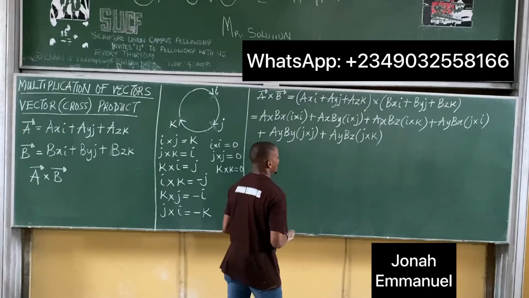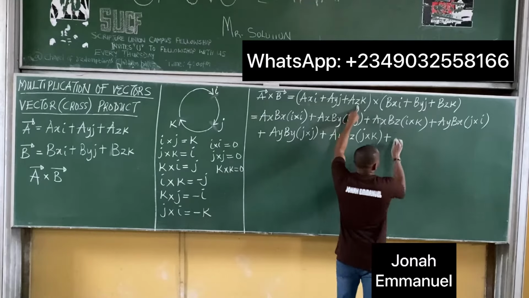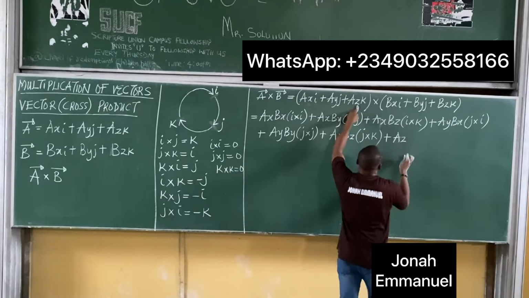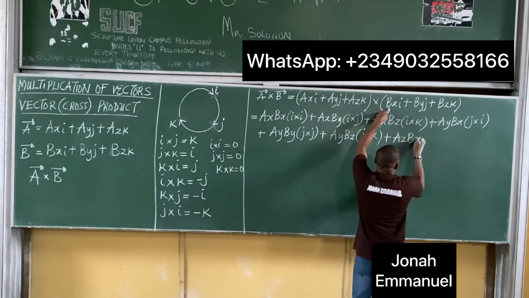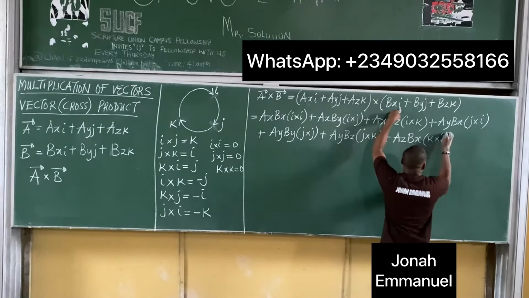I'm done with AY. Let's now use finally AZ. So plus AZ BX into K cross I, plus AZ BY into K cross J, finally plus AZ BZ, K cross K.